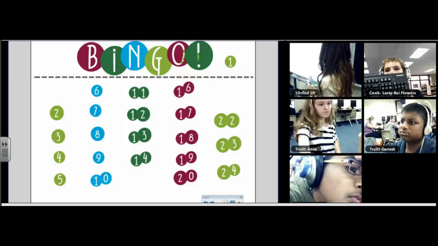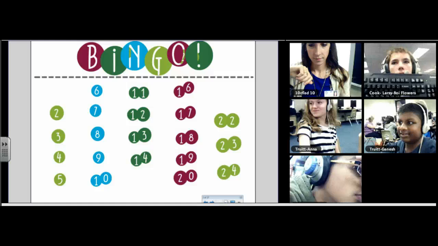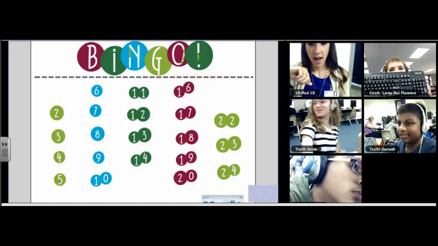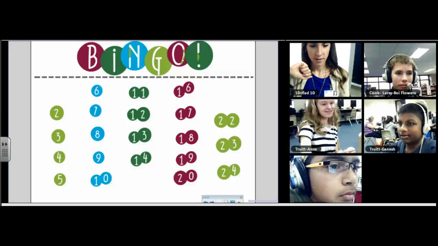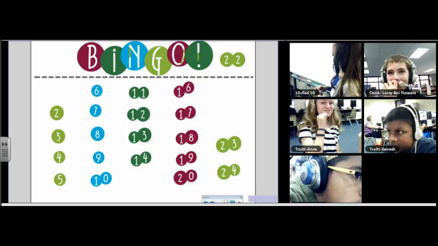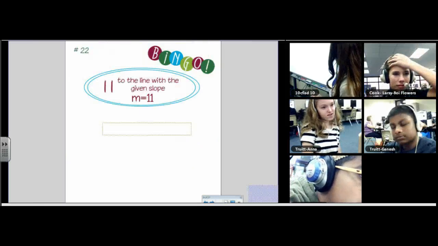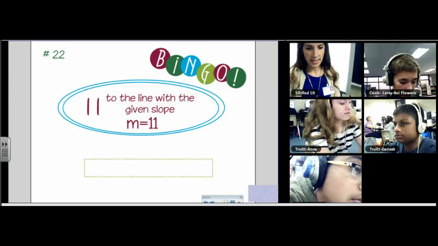Karthik, you're up. What number would you like? Hi, Lars's keyboard. 22. You picked an easy one.